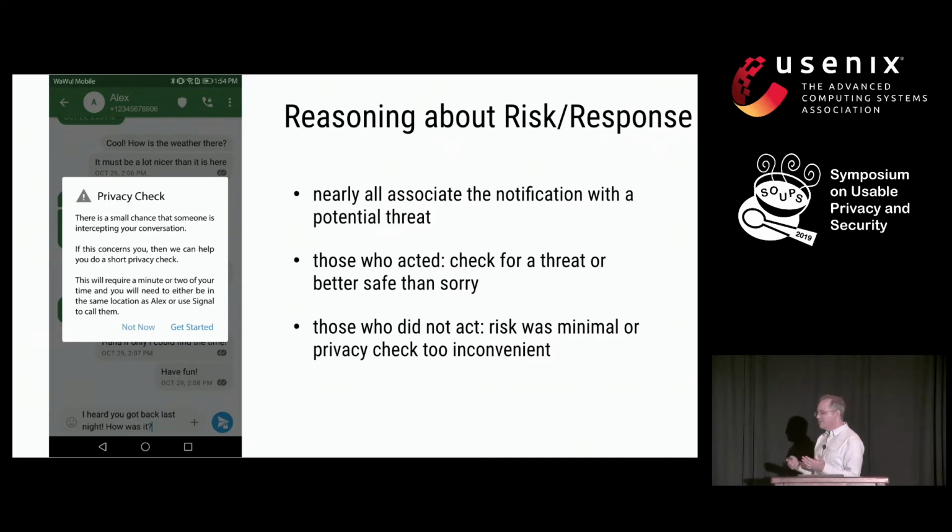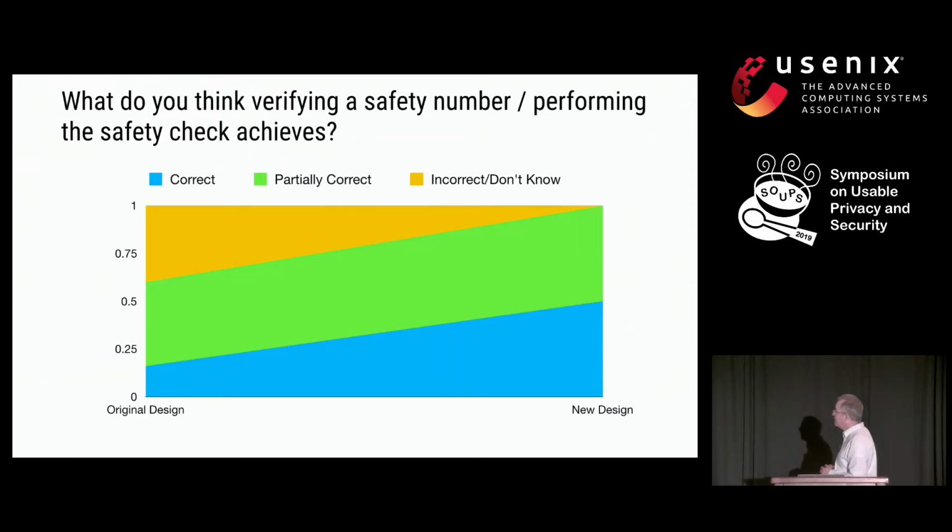Those who acted on it said, oh, I'm checking because I am checking for a threat, or because it's better to be safe than sorry. And those who didn't act said, well, the risk was minimal, or the privacy check was too inconvenient. So that actually had a strong alignment with what we're trying to do here in terms of risk communication. We also asked them, what do they think verifying the safety number or performing the privacy check actually accomplishes? And we checked their answers for accuracy, and we graded them either correct or partially correct or incorrect.